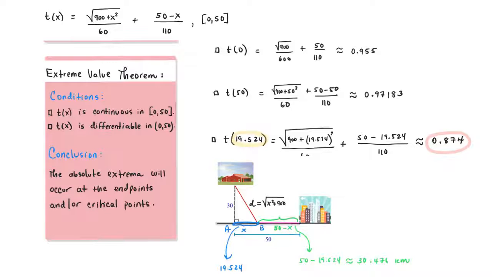So then, in order to build a road and minimize the time of travel, the optimal way of doing that is to build a road in such a way that the distance between A and B is precisely 19.524 kilometers, and then to run along the highway for a distance of 30.476 kilometers. This will be the best way to minimize time.